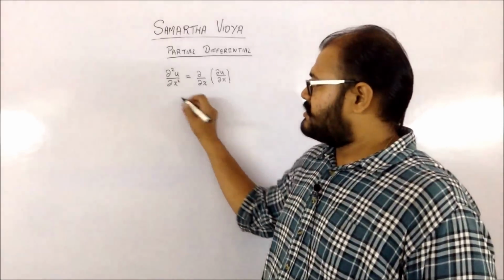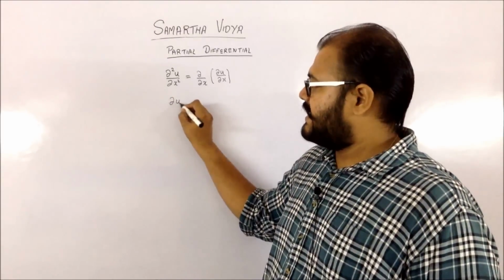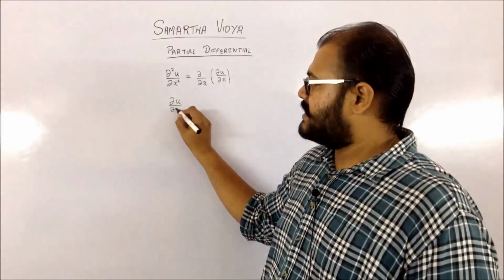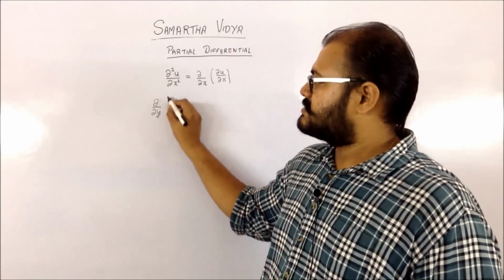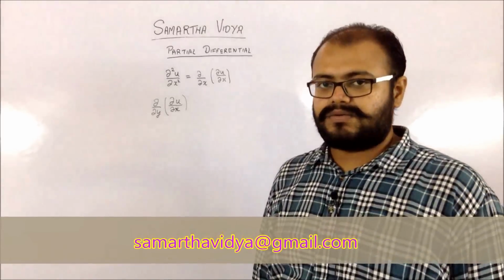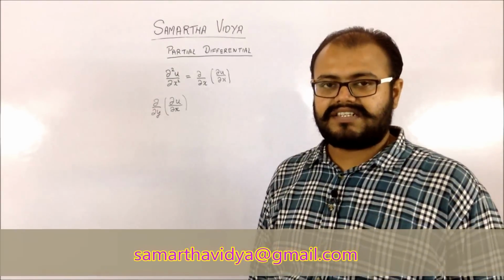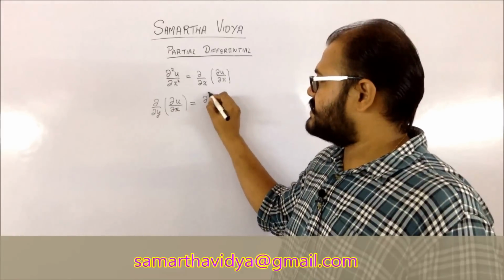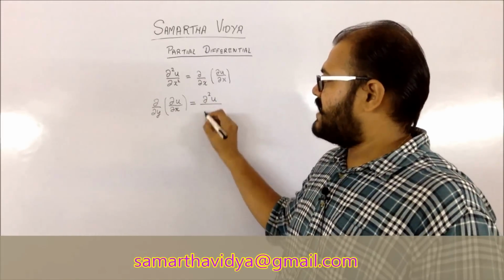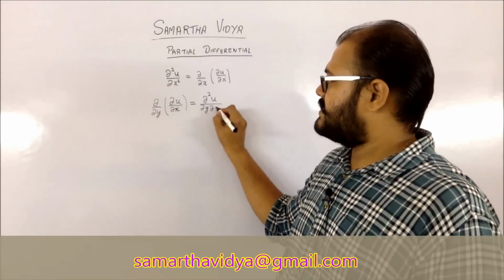Now if you are taking derivative of del u by del x with respect to y, so once you have taken with respect to x and then you are taking derivative with respect to y, then in that case this will be written as del square u by del y del x.